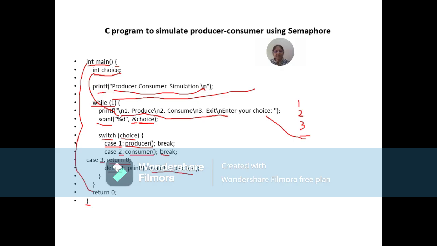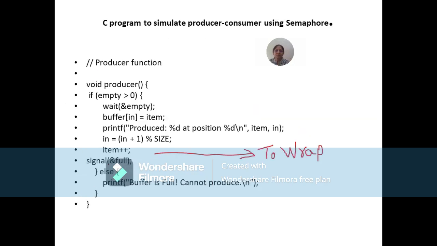Okay. And this is the end of the while loop. This is the end of the while loop. And this is the end of switch case. And this is the end of our main. Okay. Now let us see the body of the producer as well as the body of consumer. So this is the body of our function producer. It says void producer. That means this function is not going to return any value. Here this is the beginning of the body of our producer function, and this is the end of our producer function body.